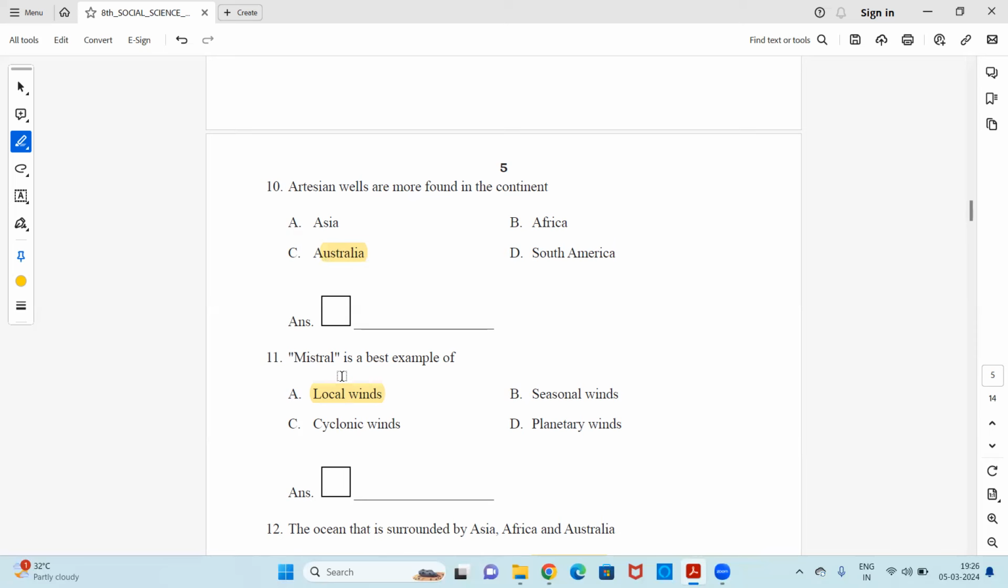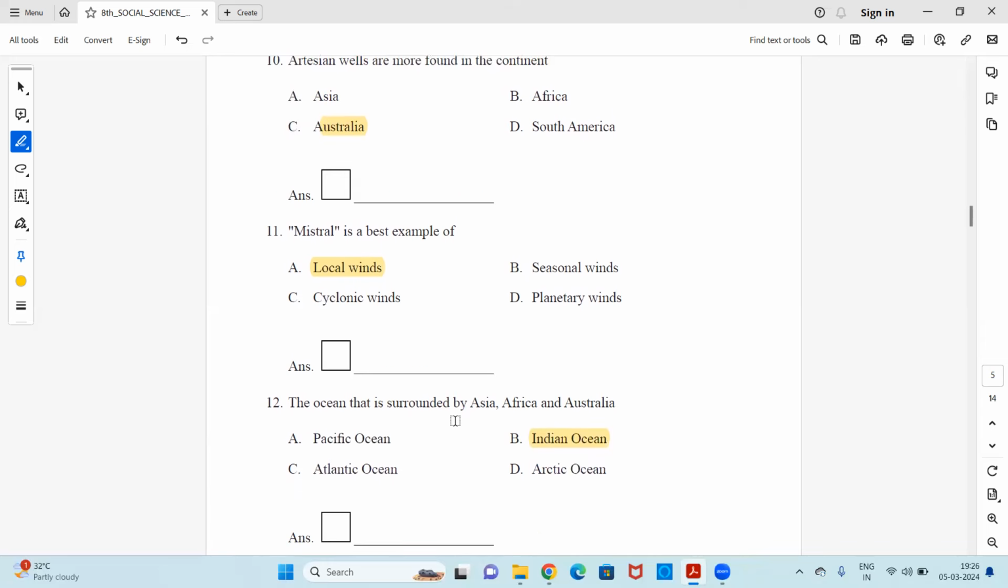Next, Mistral is the best example of dash winds. Is it local winds, seasonal winds, cyclonic winds, or planetary winds? The answer is local winds, option A.